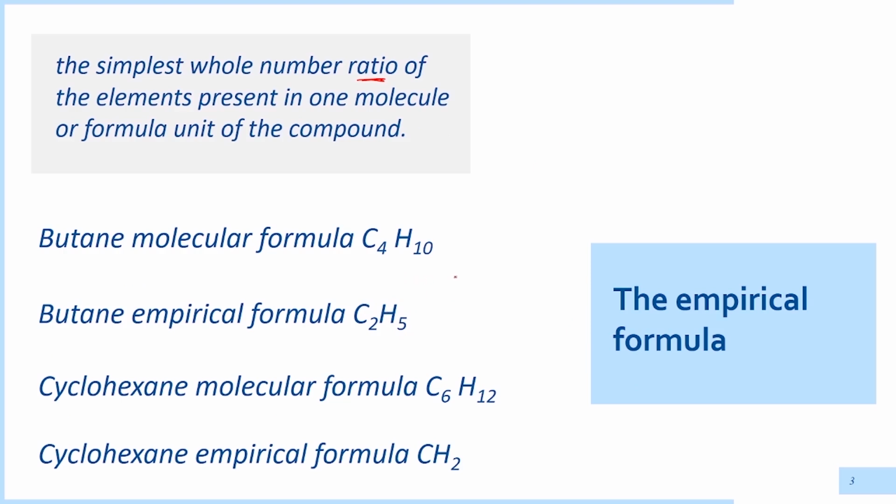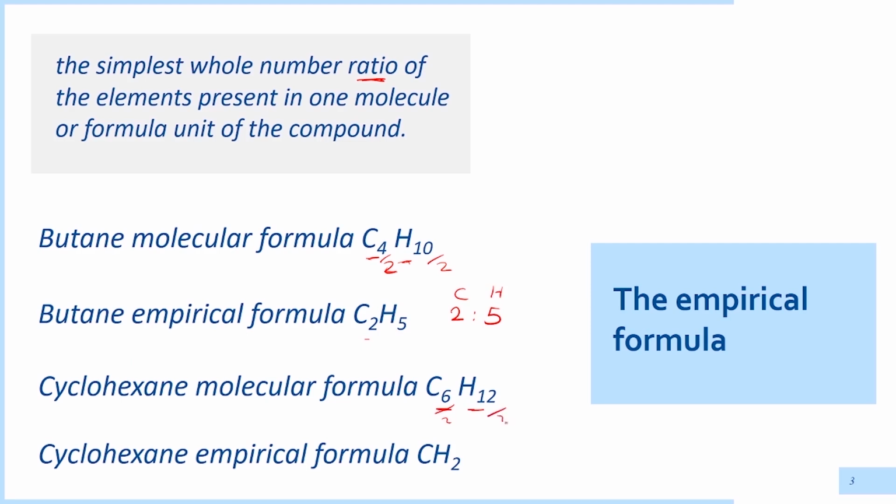For example, we said the molecular formula for butane is equal to C4H10. The empirical formula of butane is the ratio of carbons to hydrogens, C2H5. You can see that we divided both the carbons and hydrogens by 2 to get the ratio of carbon to hydrogen, 2:5. Another example is cyclohexane, which has a molecular formula C6H12.